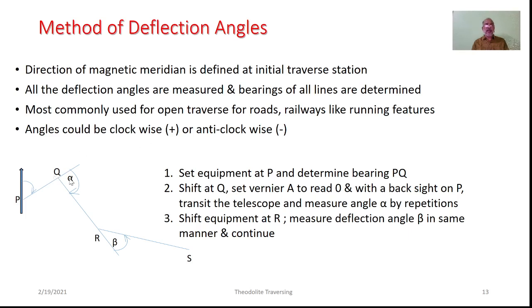Whenever the equipment is set at station Q, we will be sighting to station P, taking the backsight and transiting the telescope, and angle alpha will be measured. The same process will be followed. The angle could be required to be measured towards the right, or the angle could be measured towards the left. The angles measured towards the right are considered to be positive, whereas the angles measured in the anti-clockwise direction are referred to as negative.